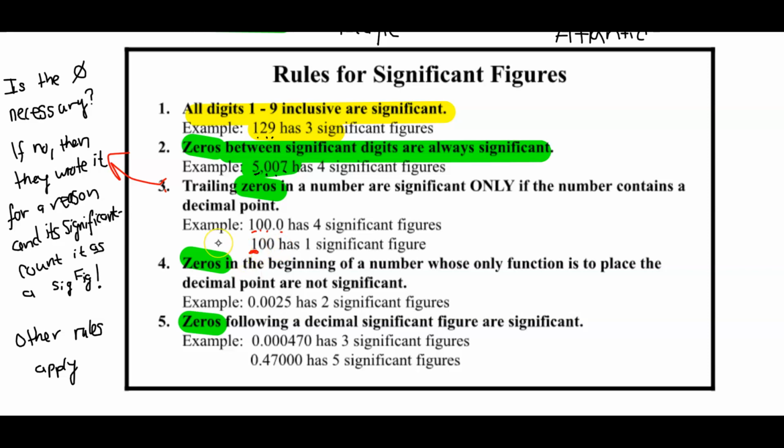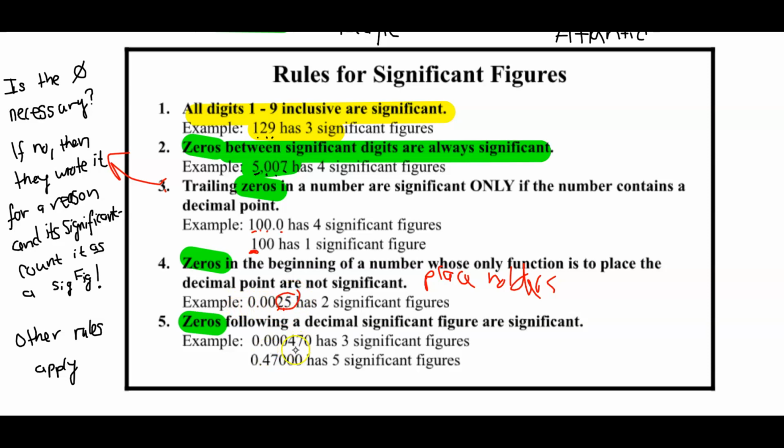Okay, now this is where zeros get even weirder. Zeros in the beginning of a number whose only function is to place a decimal are not significant. So these are like your placeholders. It's not all placeholders, it's a certain type of placeholders. So the number 0.0025 only has 2 sig figs.